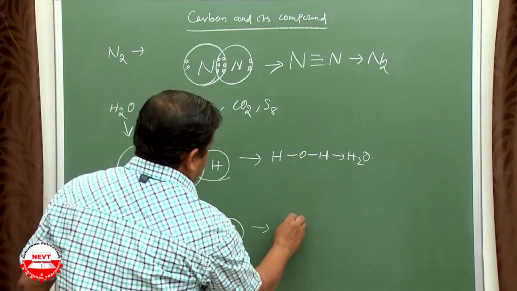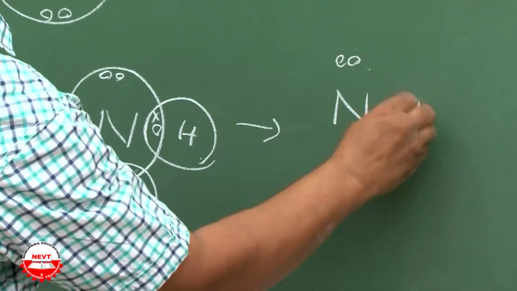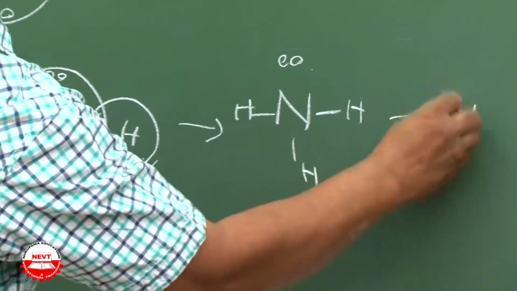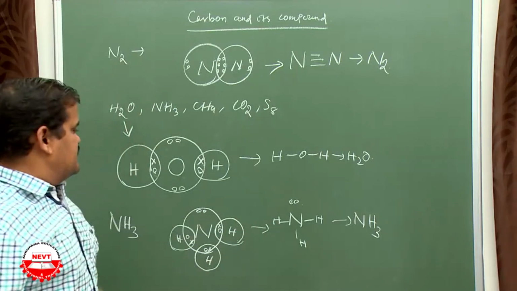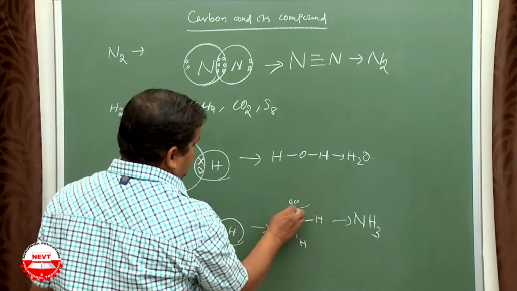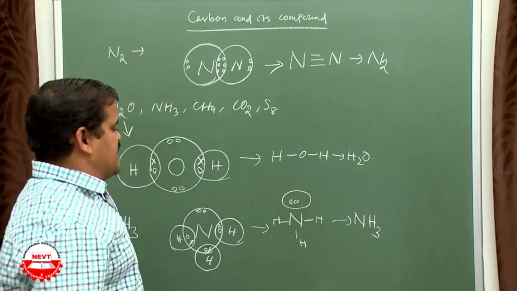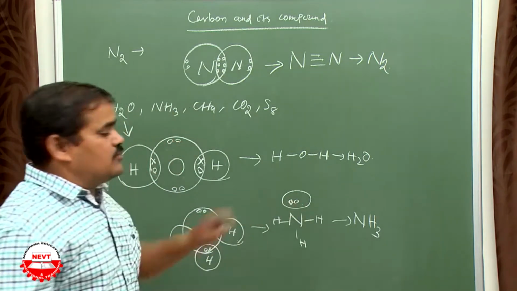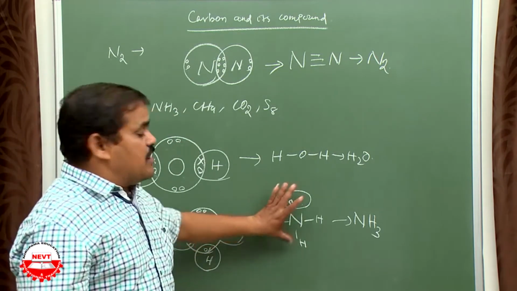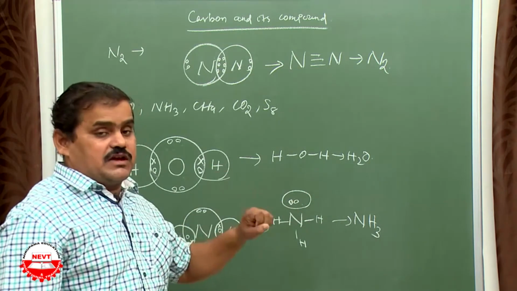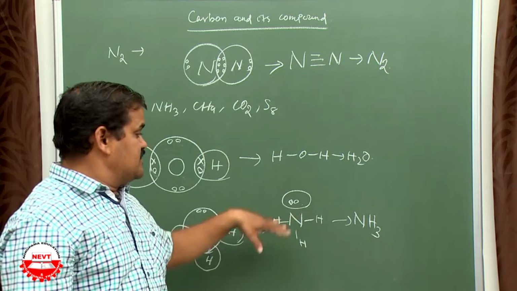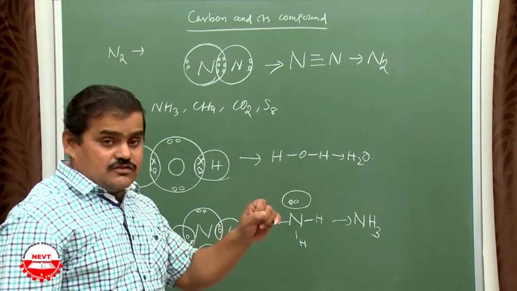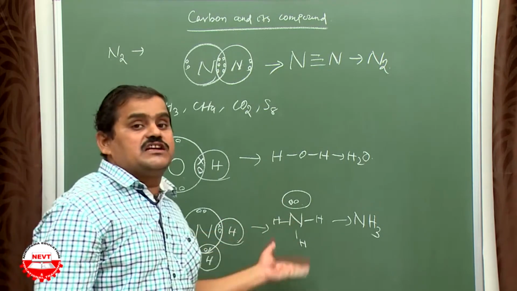That means it is NH3. In this diagram, you notice that nitrogen has one lone pair, that means it never combined with any other. This is one lone pair. The compound which has one lone pair, normally or usually they are basic in nature. That means they can combine with any other hydrogen ion like H+ to form NH4+.